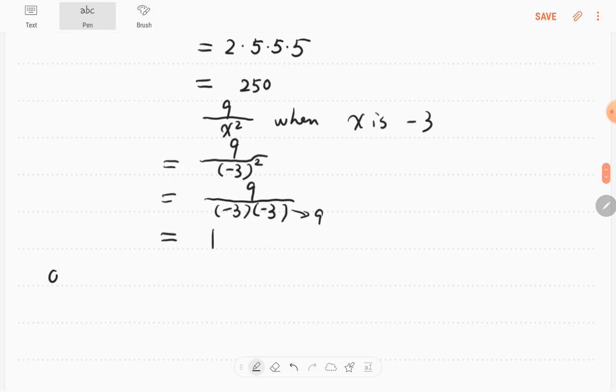So that's the first objective. Let's move on to the second one. We will be using the product rule. We will talk about the product rule.